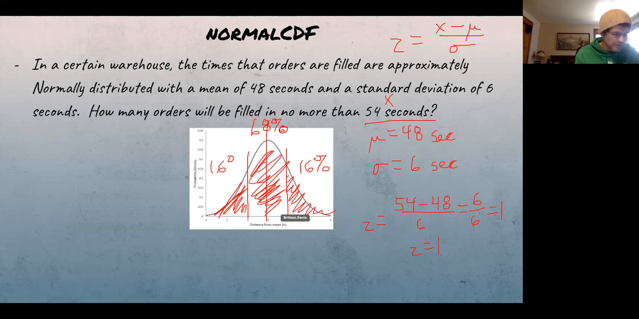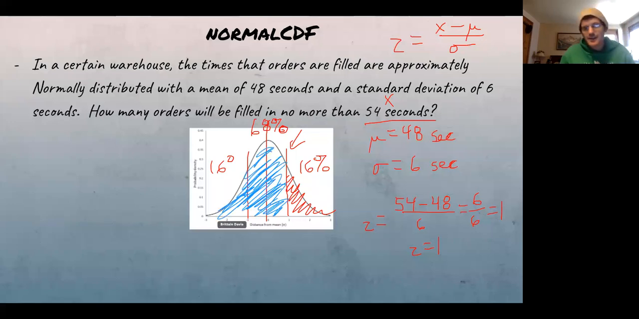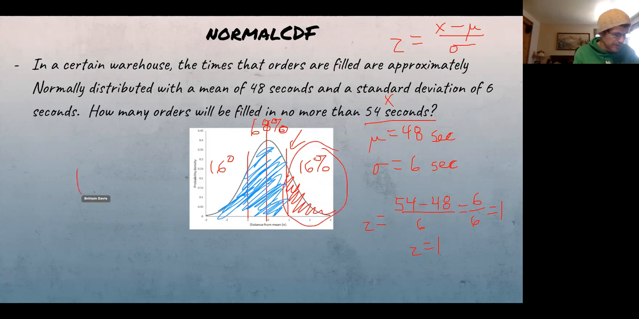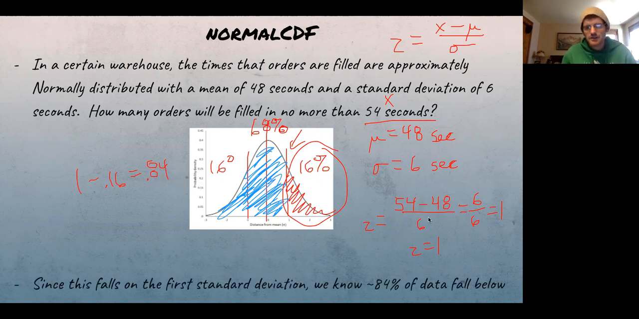If I have a z-score of 1, then how many orders will be filled in no more than 54 seconds? So now we're saying basically what percent of the orders fall in this range right here? And I don't even need to use my normal CDF function for this. All I need to do is say, well, I know 16% is above that. So that means it's going to be 1 minus 0.16, which is 0.84. So we're going to get about 84% of the data fall below that point.